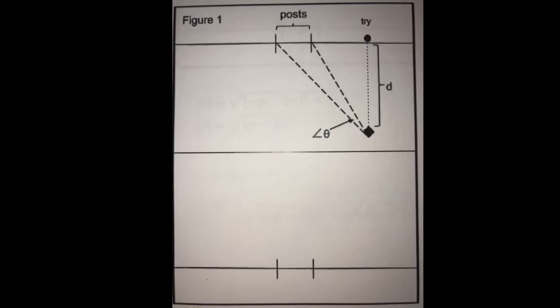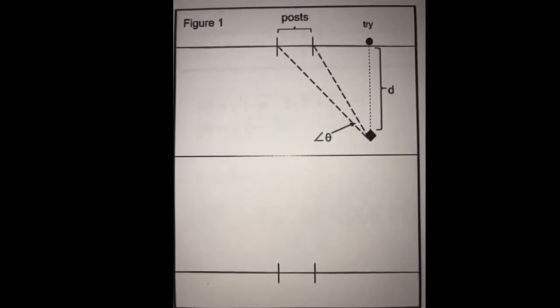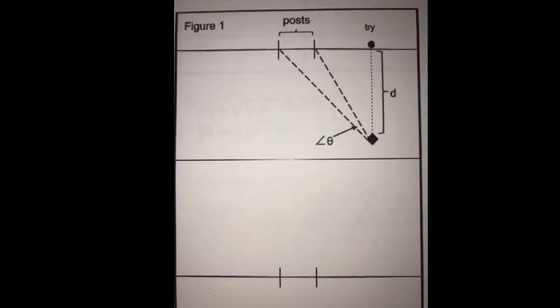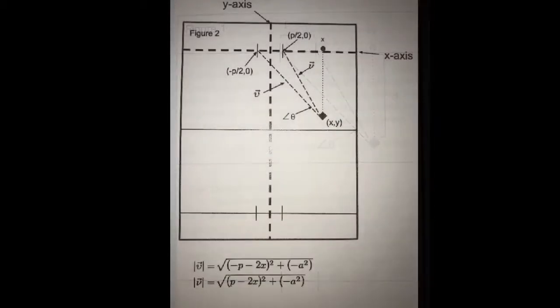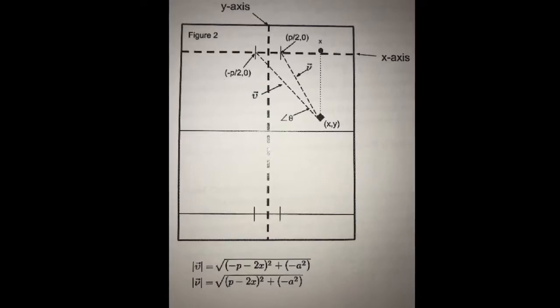In order to do this, I wanted to find the correct length of D, which is the distance from the try line, in which theta would be maximized depending on how far out the try was scored from the posts. One way to maximize theta is by creating vectors on the field with the labeled points.